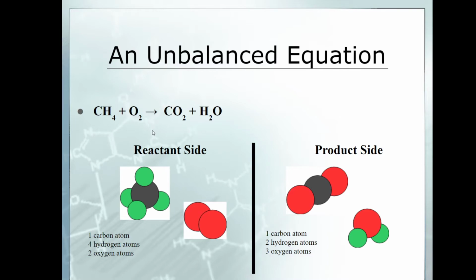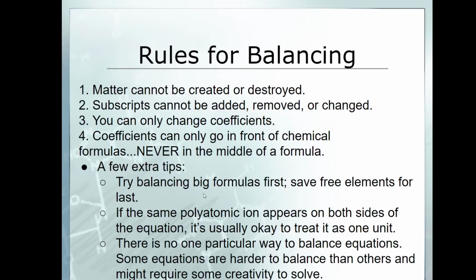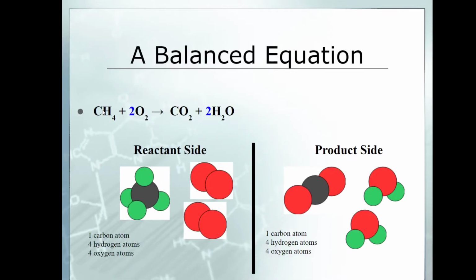The only things we can change are the numbers out in front, the coefficients. And that's rule 3, right? You can only change coefficients. The fourth rule is that coefficients can only go in front of a chemical formula, never in the middle. So what that means is we can't decide that we want to put a coefficient right here between C and H, and just say, C and then 4 H4s to get more H's. We can't do that. If we're going to change the coefficient, it has to apply to the entire molecule.